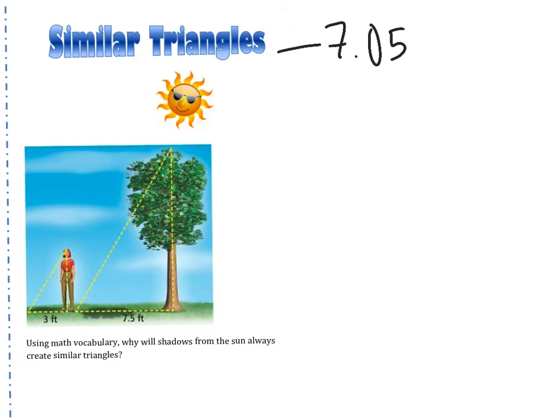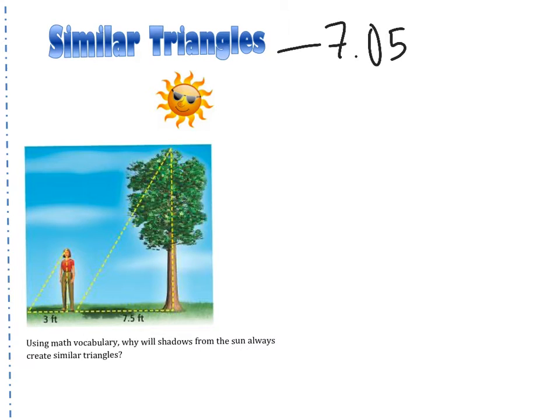So today's lesson is 7.05. We're going to talk about similar triangle word problems. And we just want to start by looking at this situation, and using math vocabulary, why will shadows from the sun always create similar triangles?